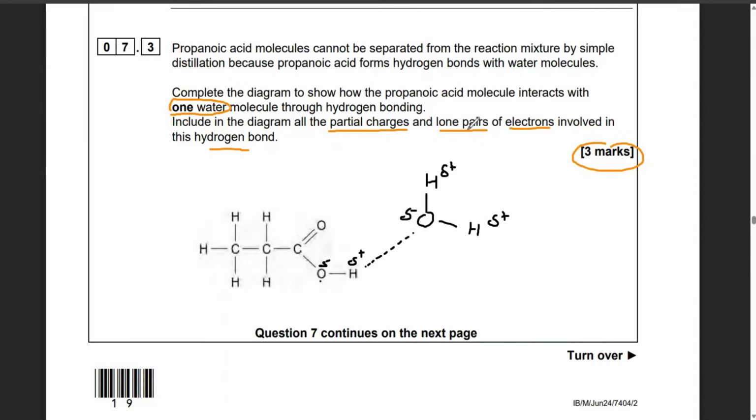Now, there are 2 lone pairs of electrons on the oxygen. In the oxygen, in both the OH group and the carbonyl group, there are 2 lone pairs. But it's only one of those lone pairs I need to draw the dotted line to. So I don't really need both of those lone pairs. You could just do one lone pair. It's one lone pair that is forming the hydrogen bond with that delta positive hydrogen.